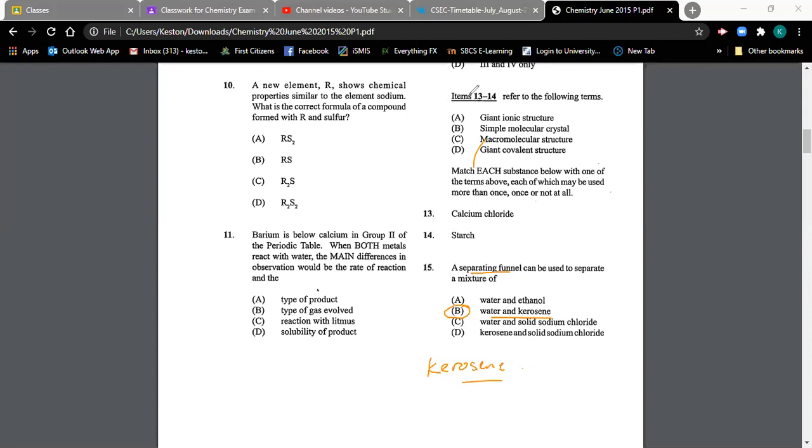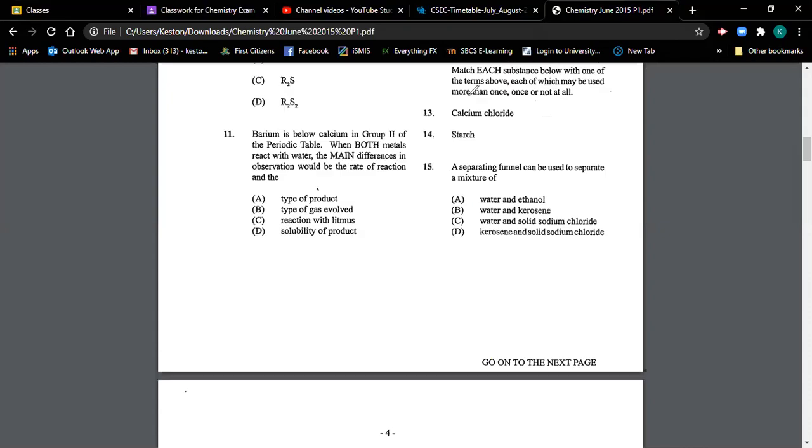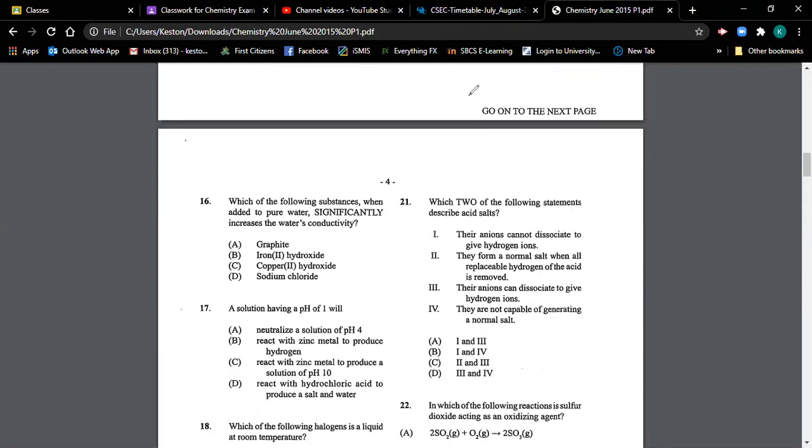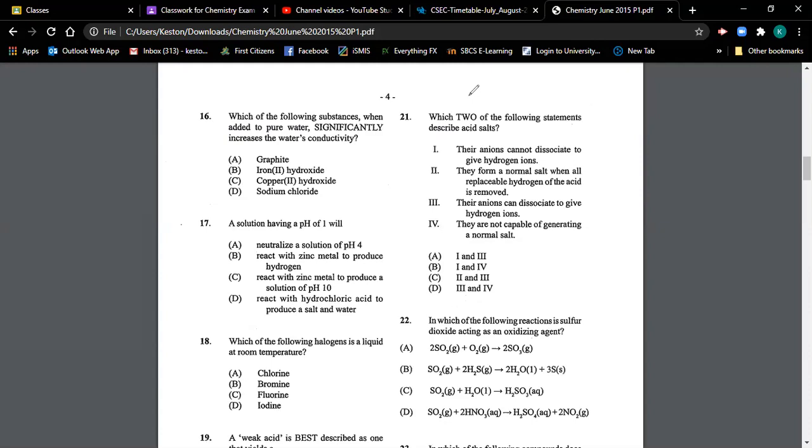And what would we use to separate water and ethanol? How would you separate those two? Drop an answer in the chat for me. Water and ethanol, I'll give you a hint, they have very close boiling points. So when you have that, yep, that's right, fractional distillation. Good job, Jaden. 16, which of the following substances, when added to pure water, significantly increases the water's conductivity?